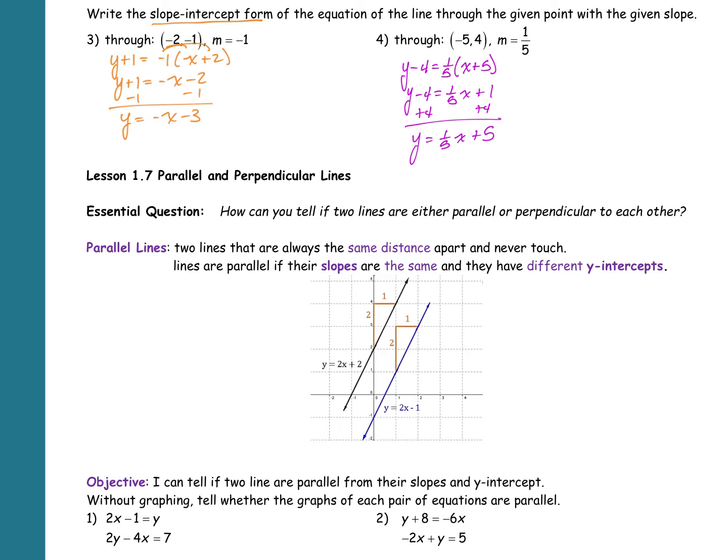What happens if they have the same slope and the same y-intercept? They'll be the same line. They're the same line, so they can't be parallel because they're the same thing. Okay, does that make sense? All right.